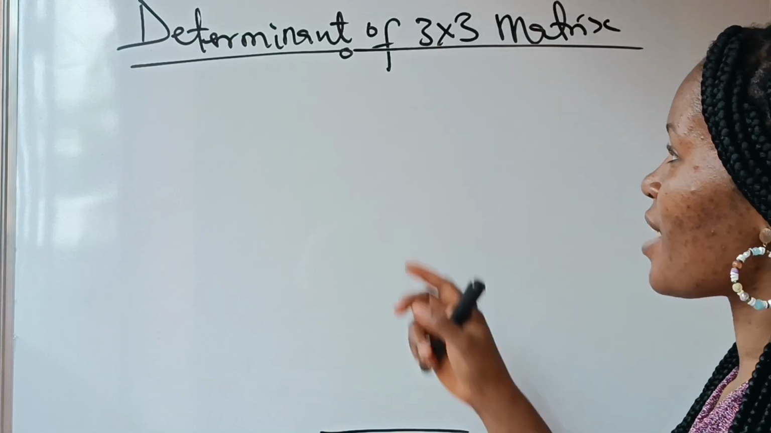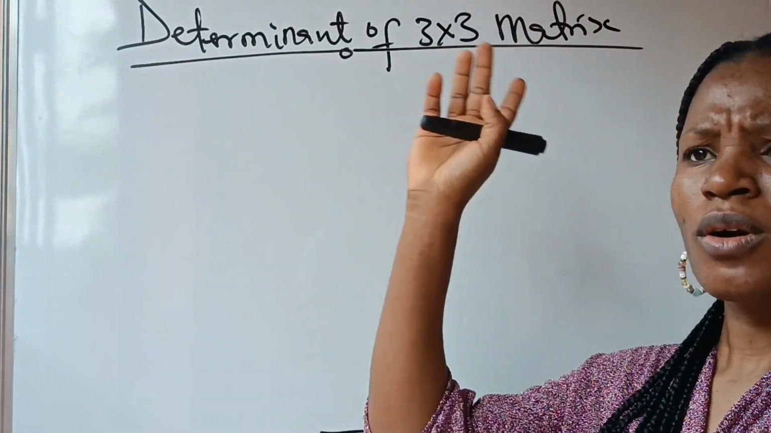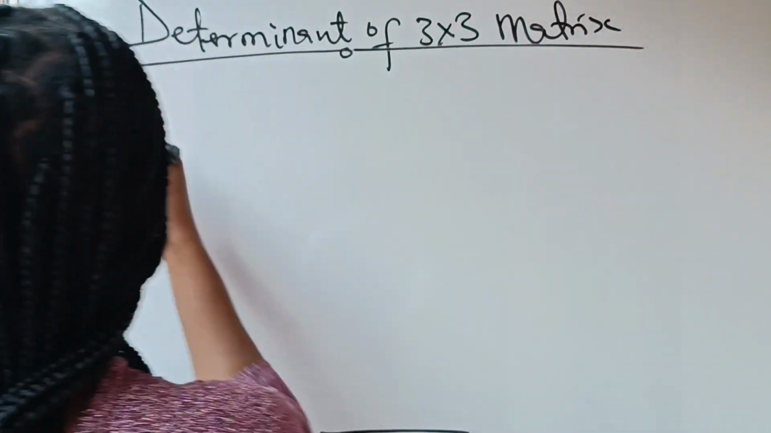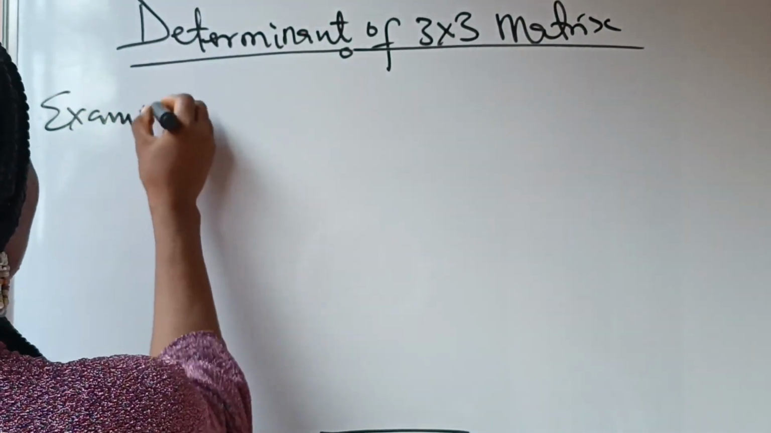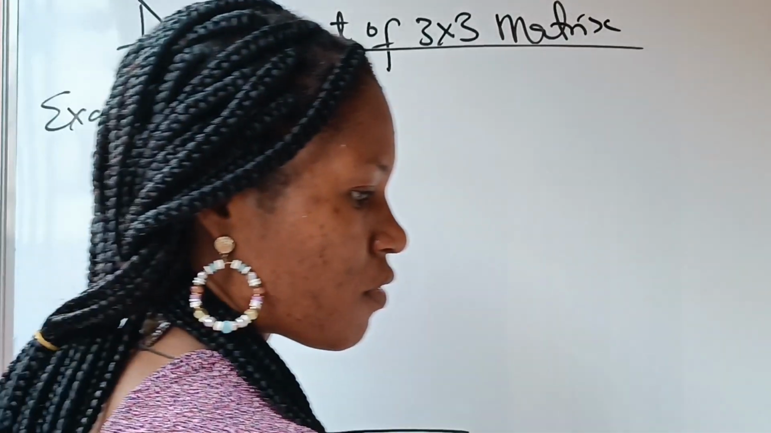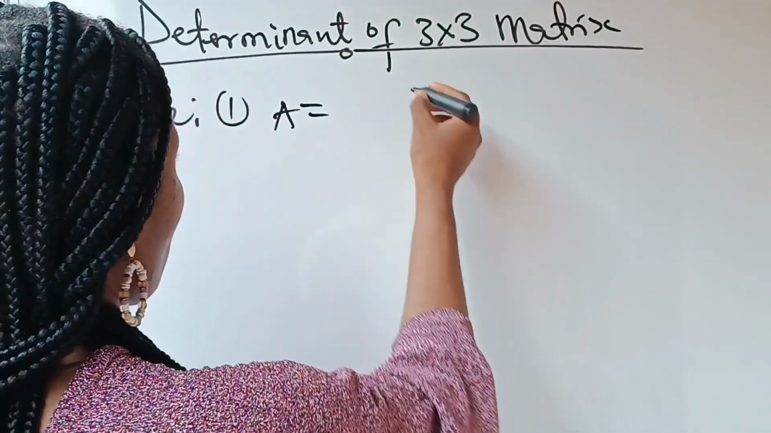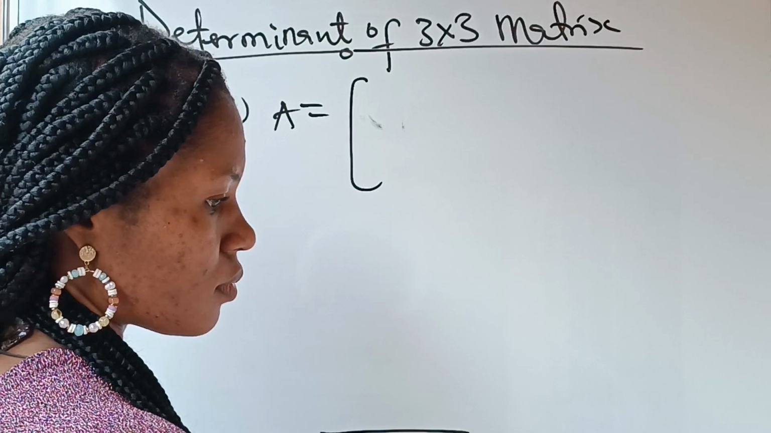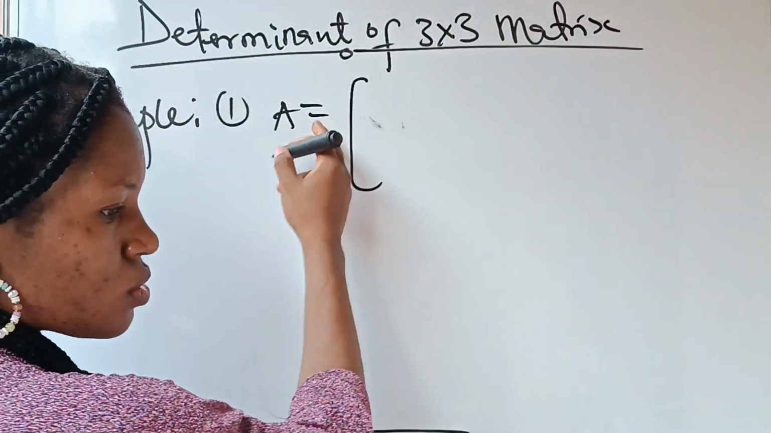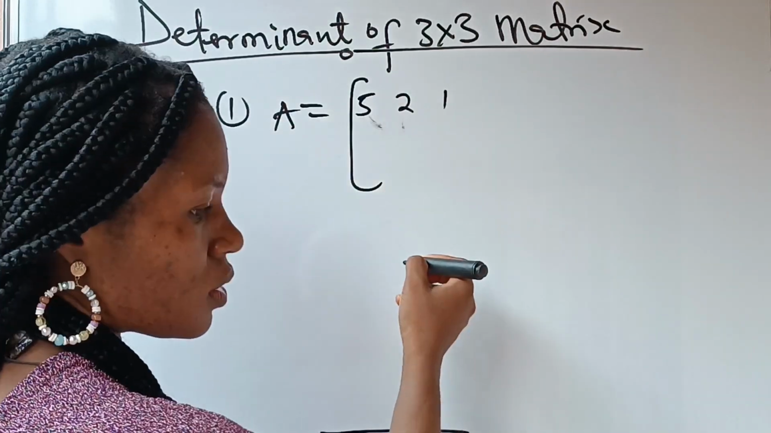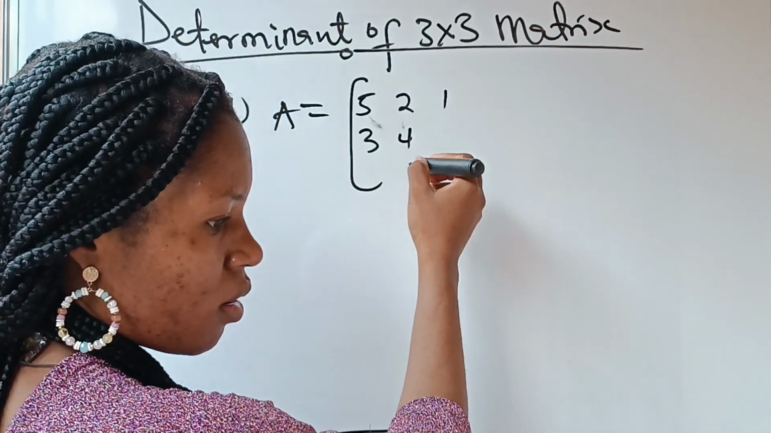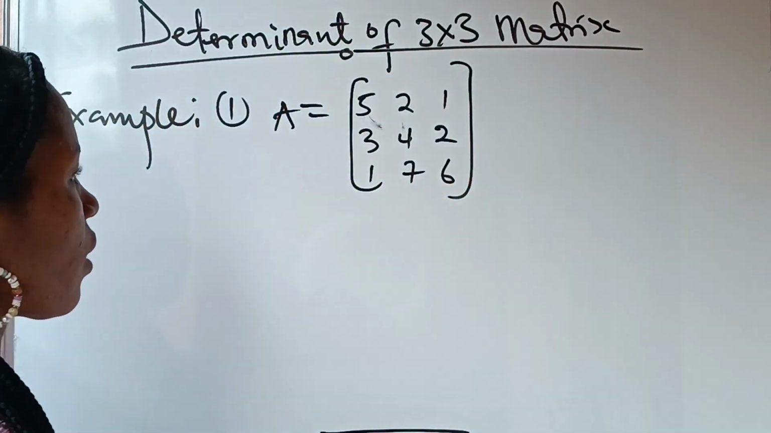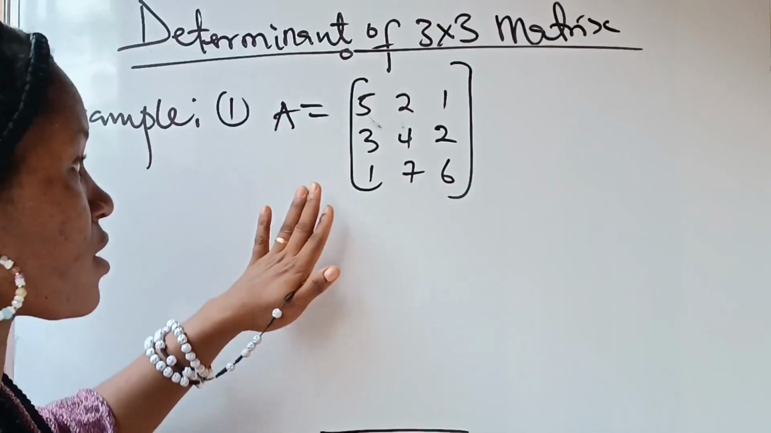Okay, we are going to discuss determinants of a 3 by 3 matrix. Once you have a 3 by 3 matrix, for you to get its determinant, let's just start immediately with an example. We are asked to find the determinant of A equal to 5, 2, 1, 3, 4, 2, 1, 7, 6. This is what we are asked to find, the determinant of this.